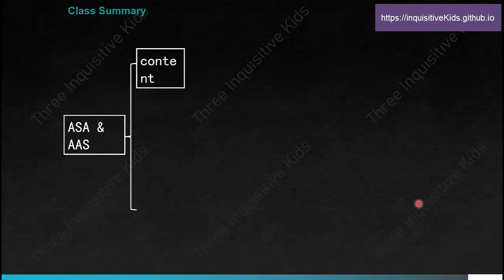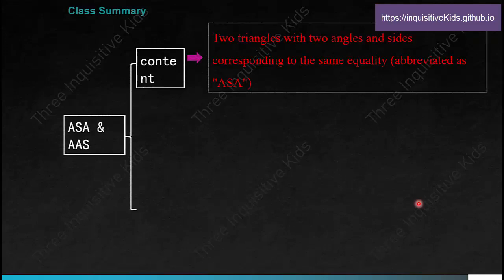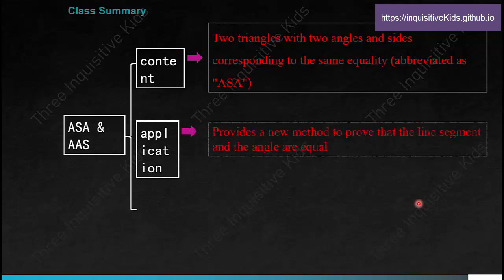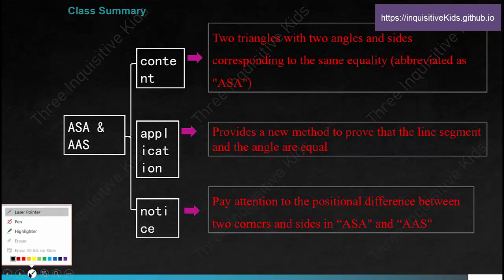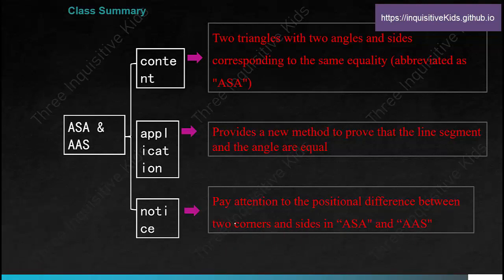So here's our class summary. Today we learned all about ASA and AAS. So the content was that two triangles with two angles and sides corresponding to the same equality are congruent, abbreviated as ASA. Application: it provides a new method to prove that the line segment and the angle are equal. And notice, pay attention to the positional differences between the two angles and sides in ASA and AAS.